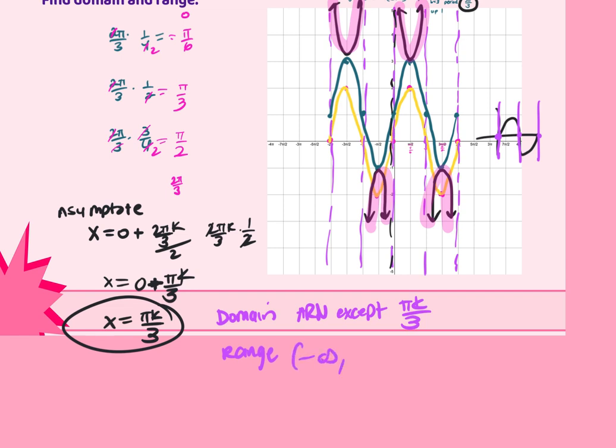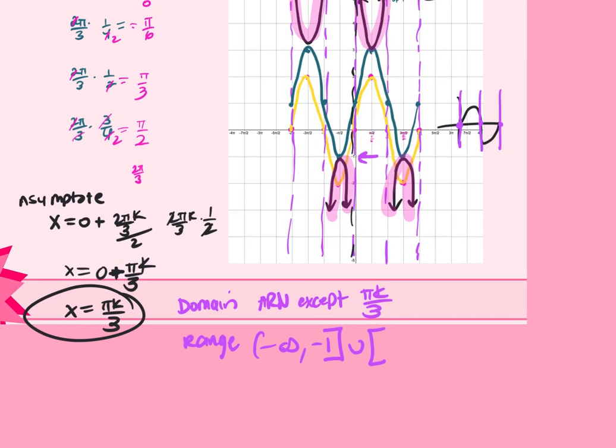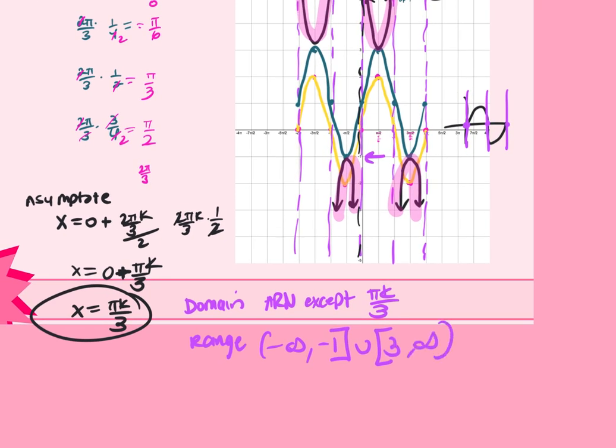Negative infinity. What's the lowest coordinate point? Negative 1, bracket, union, 3 to positive infinity.